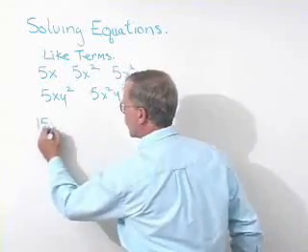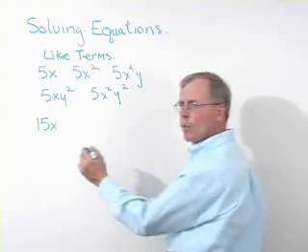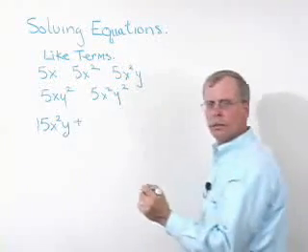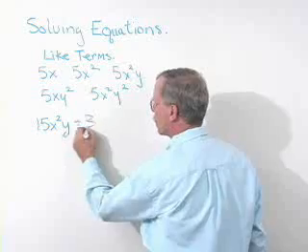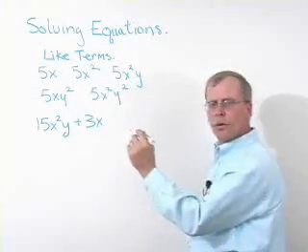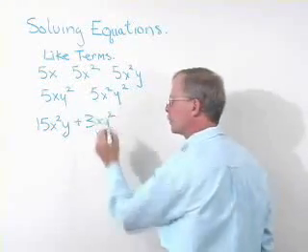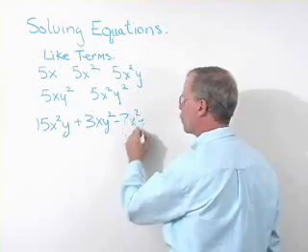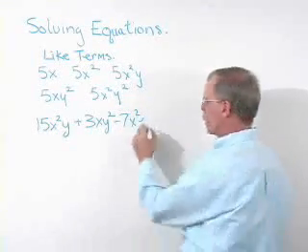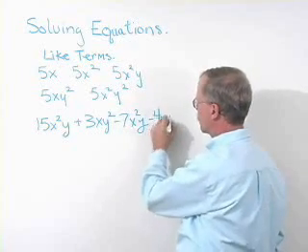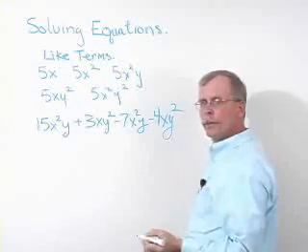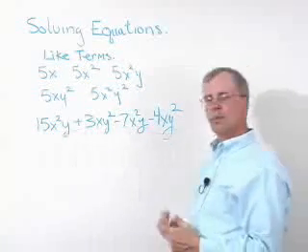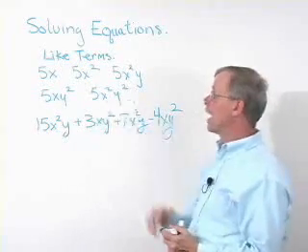Let's consider this. 15x squared y plus 3xy squared minus 7x squared y minus 4xy squared. Are there like terms in this addition problem that we can combine?